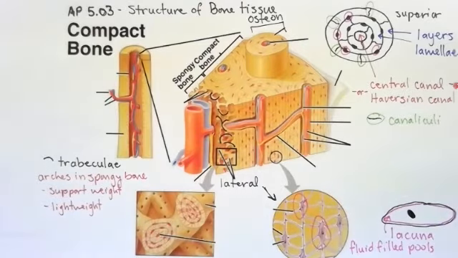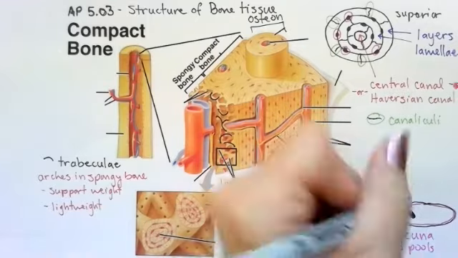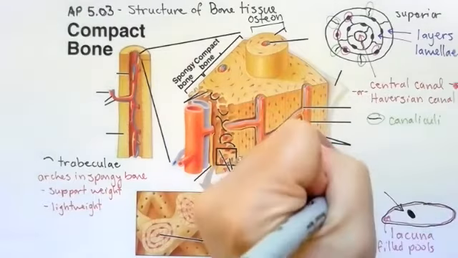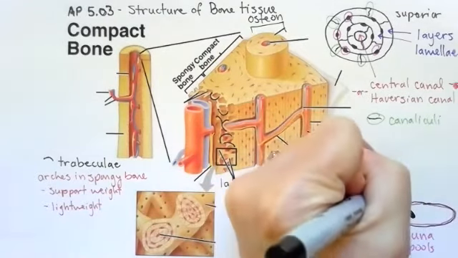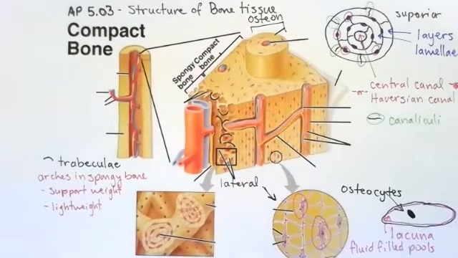We saw these in cartilage too. Cartilage has lacuna. And living in the center of the lacuna, we have, finally, osteocytes. Osteocytes, which just means bone cells.